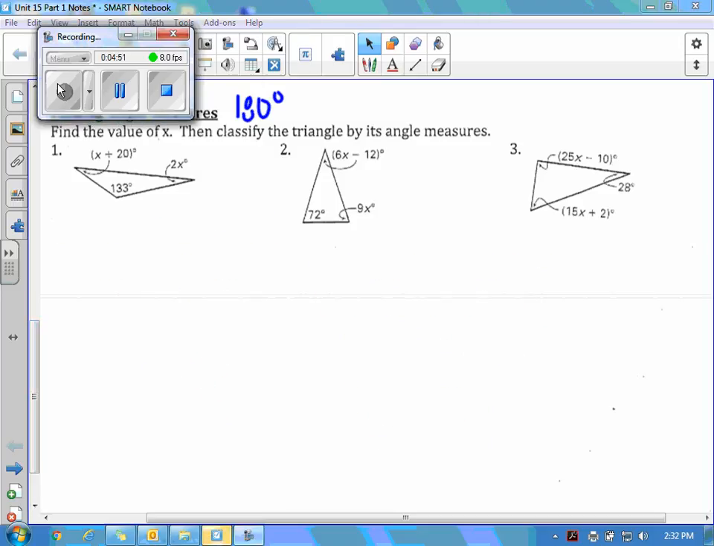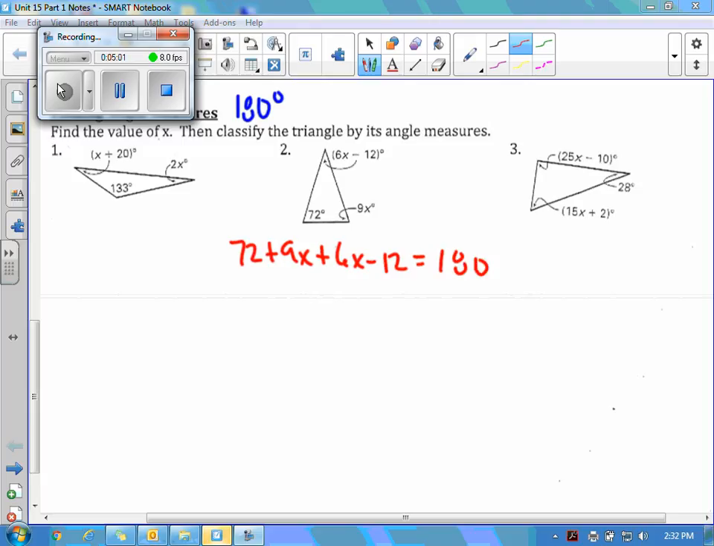Alright, let's look at the second example. We get all 3 of these angles are going to add up to 180. So I have 72, 9x, and 6x minus 12. All of that adds up to 180. I can put my x's together, that'll give me 15x. I can put my constants together, that's going to give me 60.